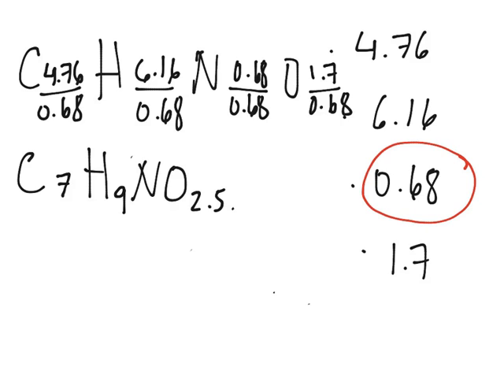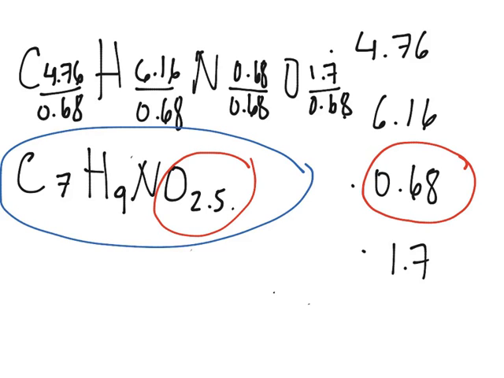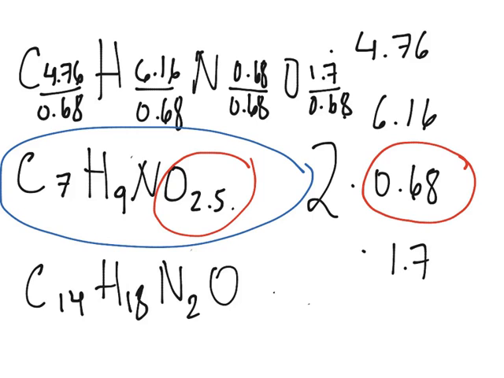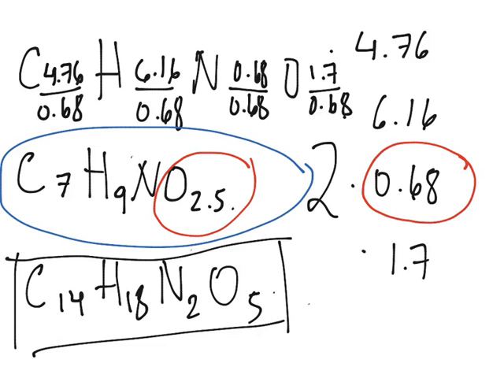So what you have to do is multiply this by 2. But you cannot only multiply the oxygen by itself. You have to multiply the whole formula. So we have to multiply all of this by 2. And what we will get is C14, H18, nitrogen 2, and oxygen 5. 2.5 times 2 is 5. And that is simply how you make a decimal in your empirical formula a whole number. That would be your empirical formula.